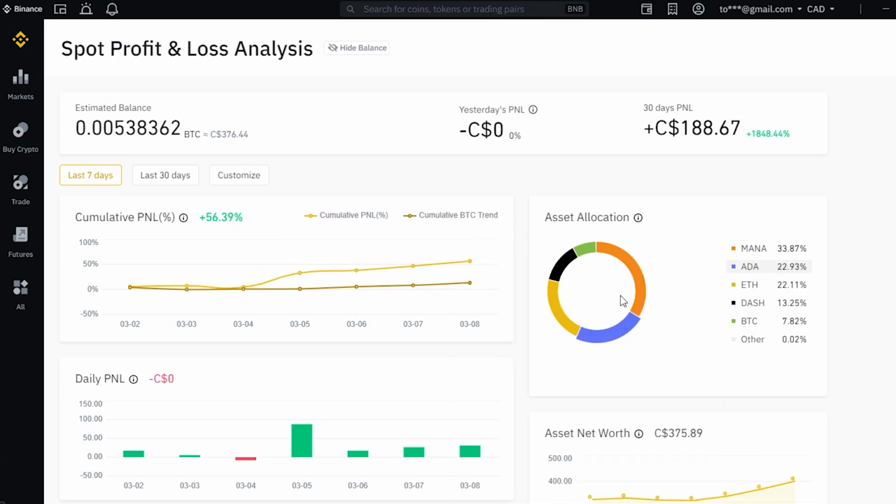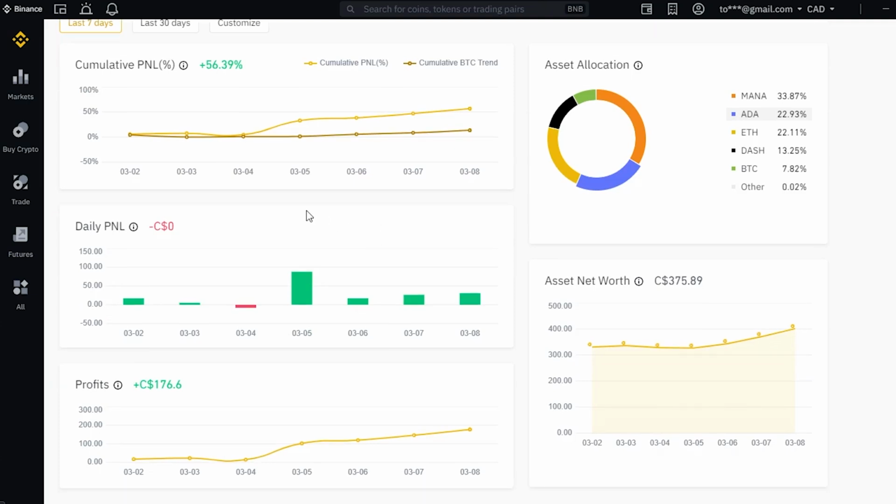Here's your asset allocation, as well as your daily P&L. Now this is really cool. We don't have yesterday's because it's not time yet, but as you can see, it gives you on a day-to-day basis whether you profited or lost money on your investments. Over the last week, I made 17 Canadian that day, $5. I lost $8. This day I made $87 Canadian, then 17, 26, and 30.